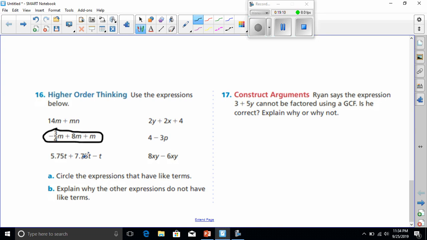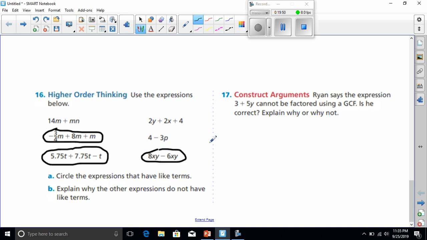Let's see, this next one, 5.75t plus 7.75t minus t. All of these have a t in them. I can assume then that they are like terms. 2y plus 2x plus 4. y and x are not like terms, so that doesn't work. 4 minus 3p, well, this does not have a p at the end of it. These are not like terms. And then 8xy minus 6xy. Both of these end in xy, so this one has like terms.